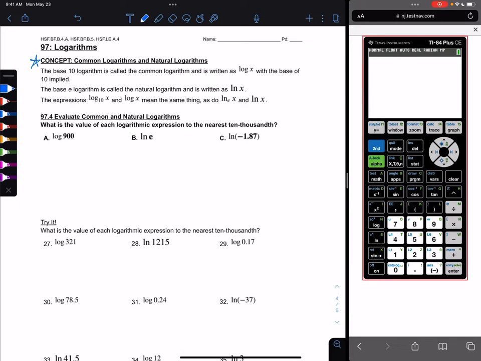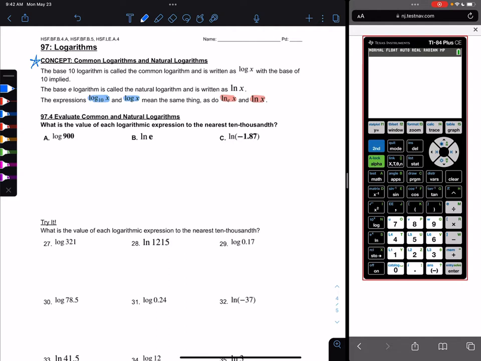The base 10 logarithm is called the common logarithm, and it is written as log x with the base of 10 implied. The base e logarithm is called the natural logarithm and is written as ln of x. The expressions log base 10 of x and log x mean the same thing. So these two are identical to one another. And if there's no base there, we are going to assume that is a 10. And then in this case, the natural log of e and ln x are the same thing. Again, the natural log, we assume the base is e if nothing is written there.